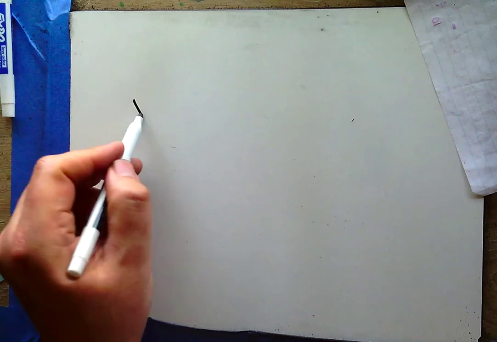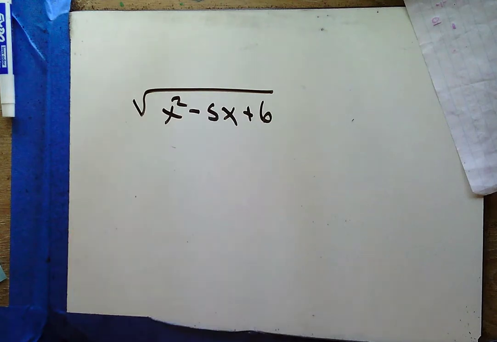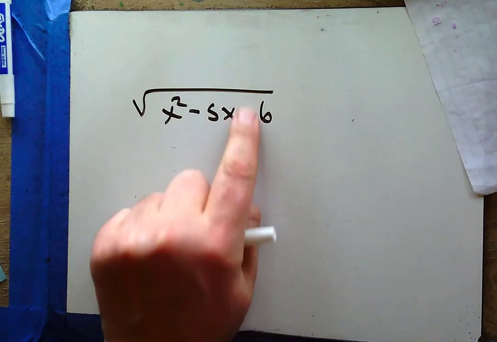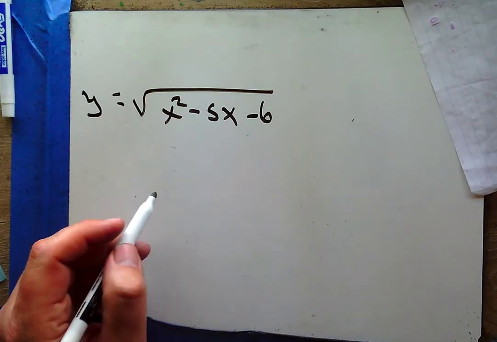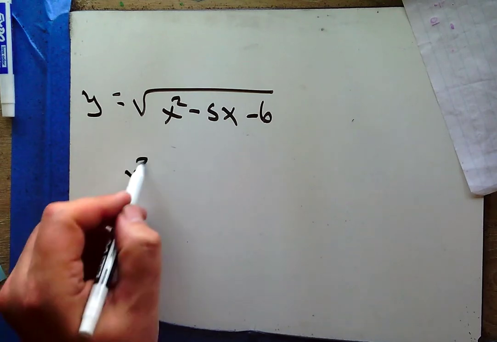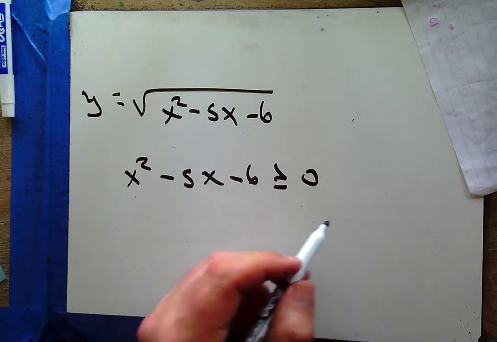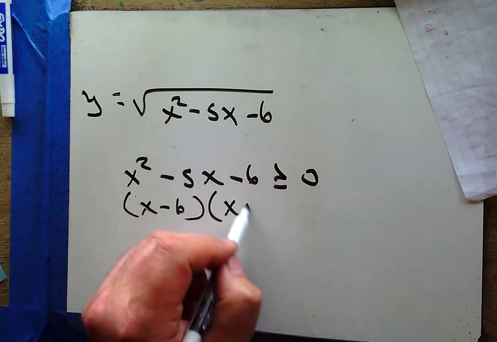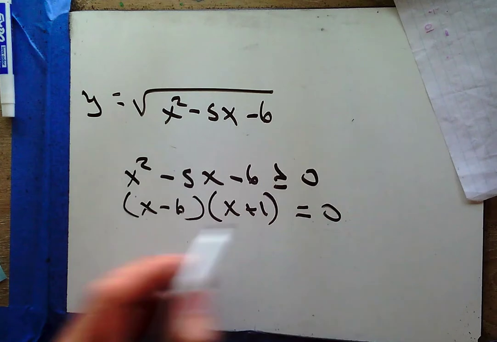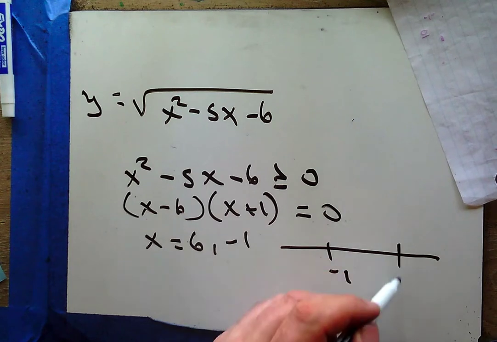All right, last domain question. Square root of x squared minus 5x plus 6. Actually, minus 6. What's the domain for this function? Well, I said x squared minus 5x minus 6 greater than or equal to 0. Do not add 6 to both sides. You are supposed to factor: x minus 6, x plus 1. And so I've got some critical values at 6 and negative 1. There's negative 1, there's 6.